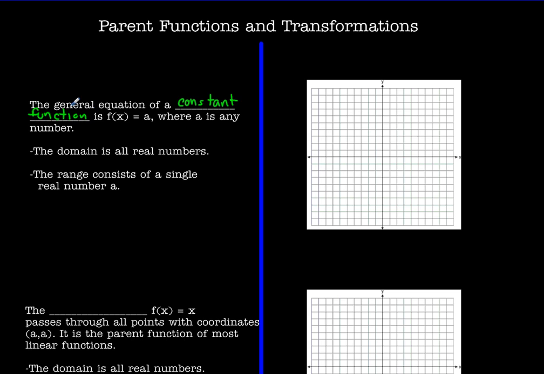Fill in the blanks with me here. I will check these next class. The general equation is f of x equals a, where a is any number. That's like f of x equals 2, f of x equals 3, f of x equals 4. You name it, that's what it is.